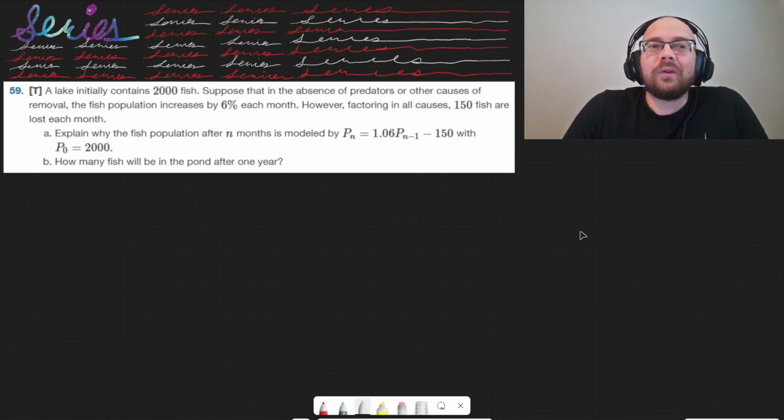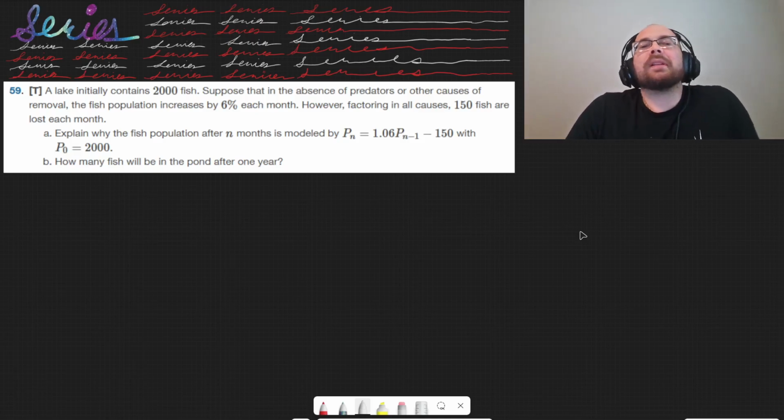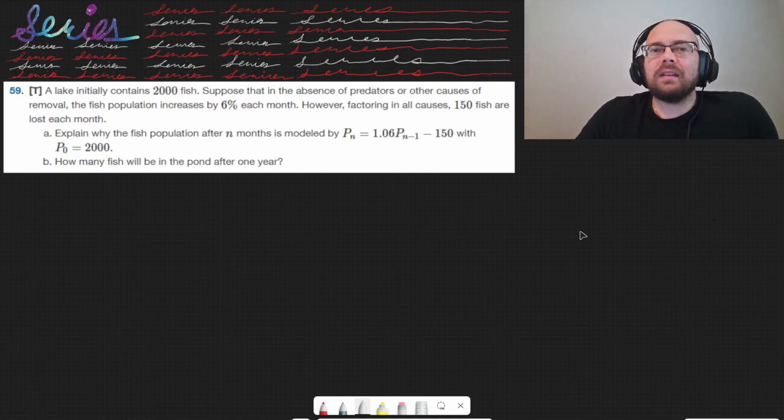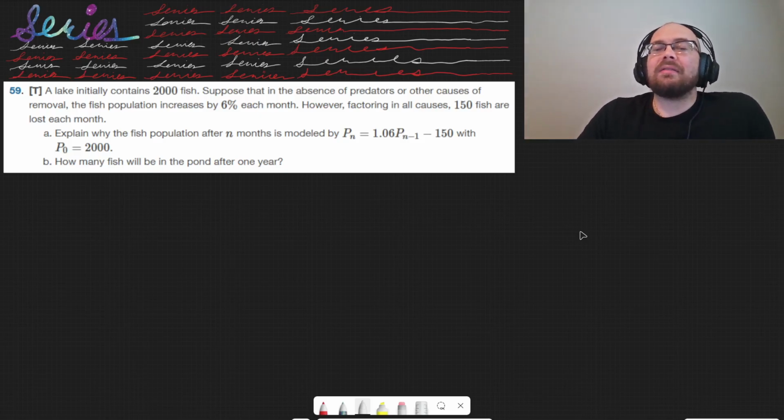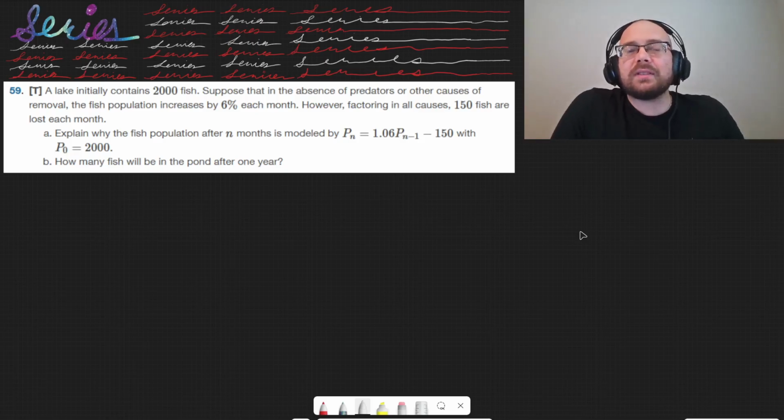The reason why the fish population after n months is modeled by p sub n equals 1.06 p sub n minus 1 minus 150, with p sub 0 equaling 2,000, is because that's exactly what the problem says. The initial population is 2,000, so p sub 0 would represent 0 months have transpired, which would represent the initial amount, which is 2,000. So that's why p sub 0 is 2,000.